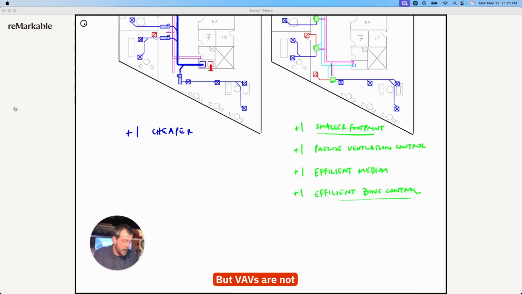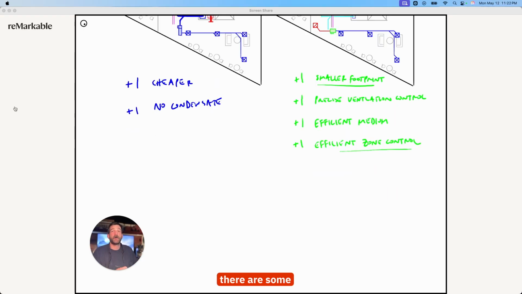But VAVs are not out of the race. +1 for no indoor condensate. Typically, VRF systems require condensate lines at each of the fan coils. So that's more plumbing. With VAV systems, the condensate happens at the central unit, typically outdoors, and it's an easy solution. Now, there are some general things that we need to consider when it comes to the pros and cons of each system.